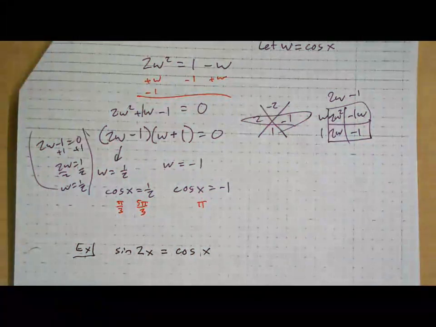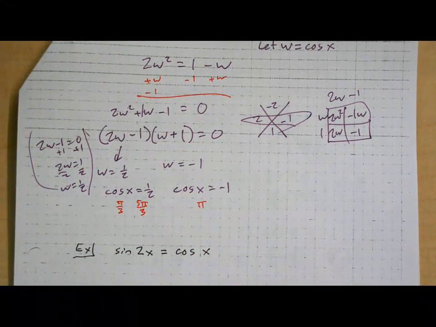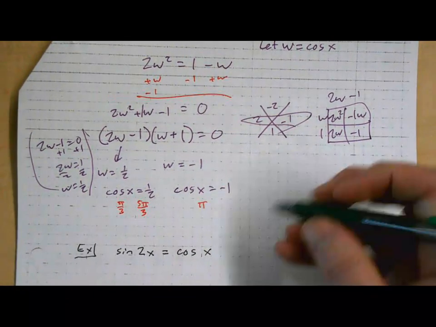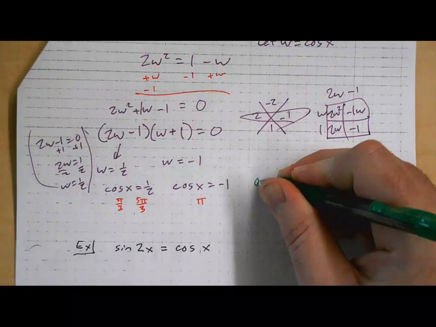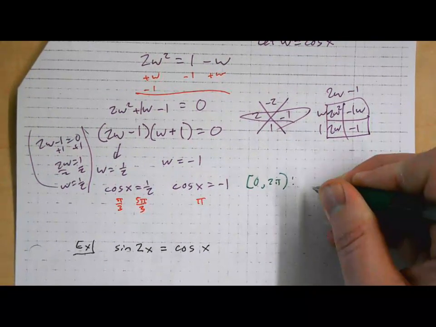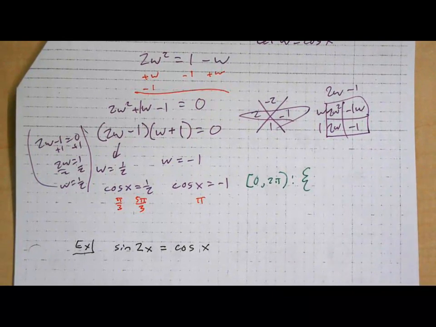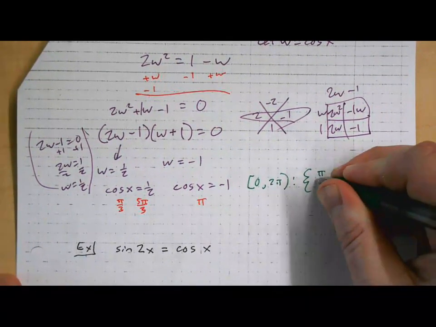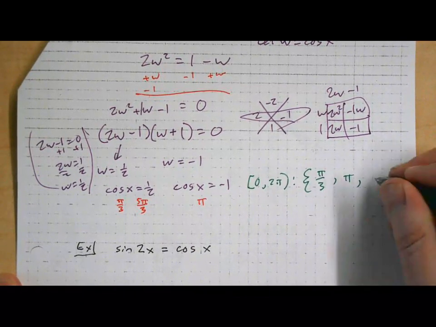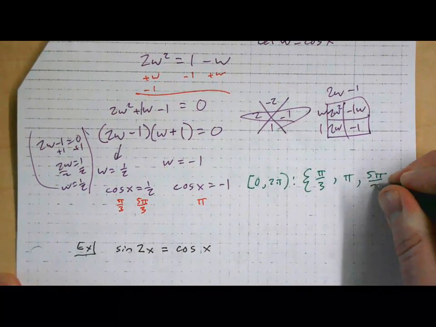So we do want to put these in numerical order when we write our general or our specific solution. So our solution on the interval 0 to 2 pi would look like this. Which one comes first? Pi over 3 is the smallest, right? And then pi, and then 5 pi over 3.